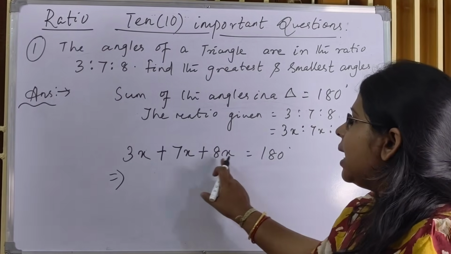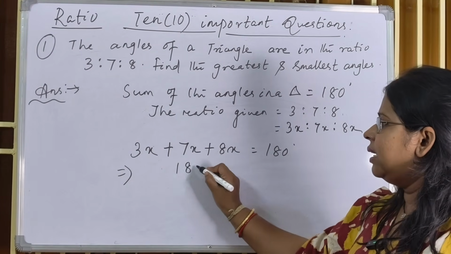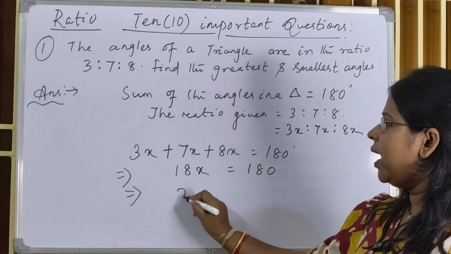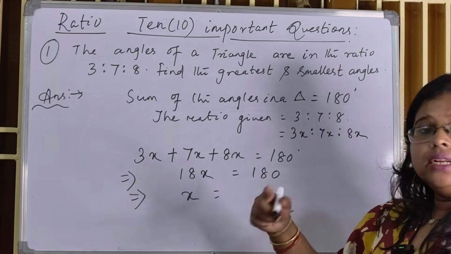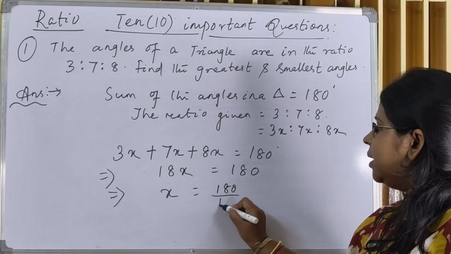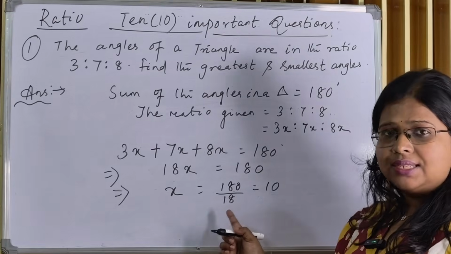Now add all the numbers: 3 plus 7, 10, plus 8, 18. 18x equals 180. Now, here 18 is multiplied with x, so on the opposite side it will be divided. 180 divided by 18 is 10. So now we got the value of x, that is 10.